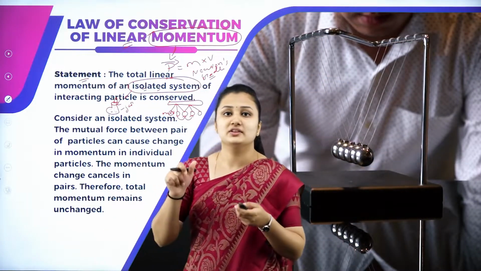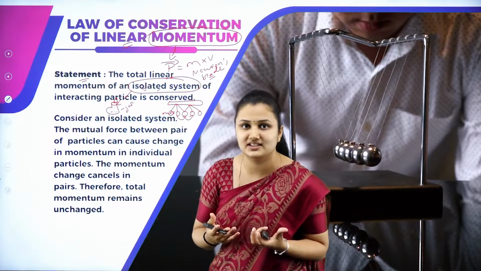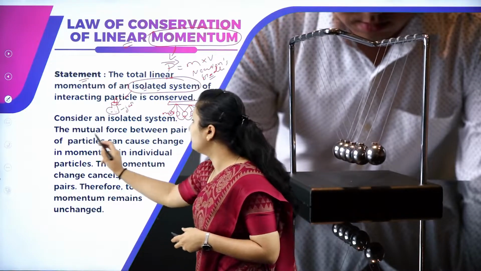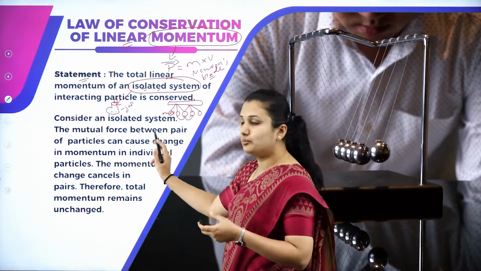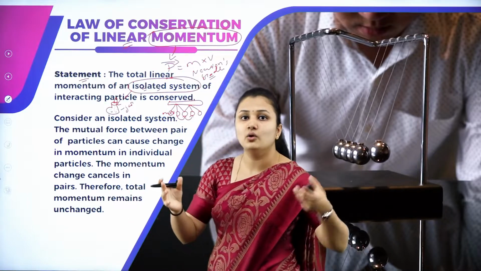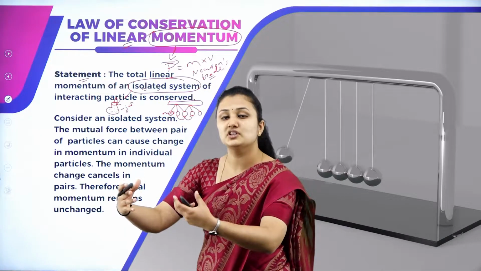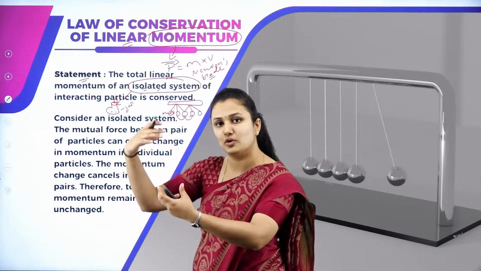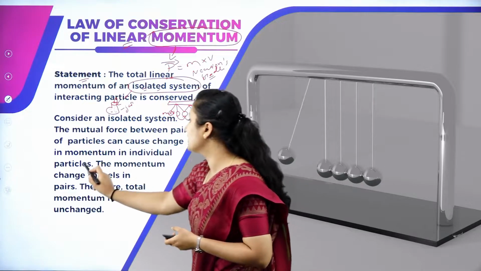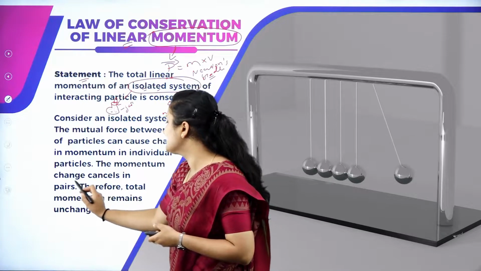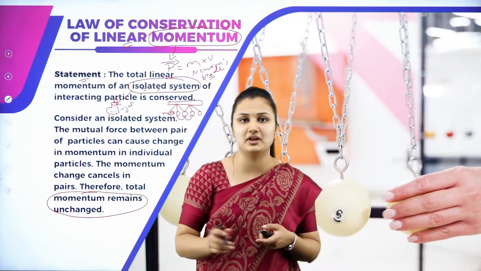So next, consider an isolated system. You got to know what an isolated system is. The mutual forces between a pair of particles can cause change in momentum. You're pulling one ball and releasing it, so it is transferring its momentum to the second ball, which was motionless, and the second ball will transfer its momentum to the third ball. So the mutual forces can cause change in momentum in individual particles. The momentum changes cancel in pairs, therefore the total momentum remains unchanged.